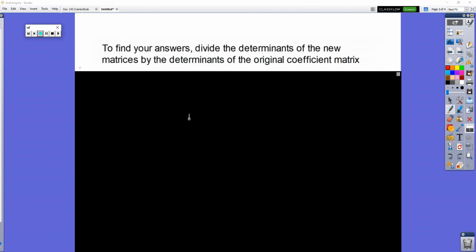So the last step in this Cramer's rule process is you have your original coefficient matrix that we called A, and we have its determinant. And then we have those three new matrices we called A1, A2, and A3, and we found their determinants as well. To find your answers, all you have to do is divide the determinants of the new matrices, A1, A2, and A3, by the determinant of the original coefficient matrix. That was just the plain old A.